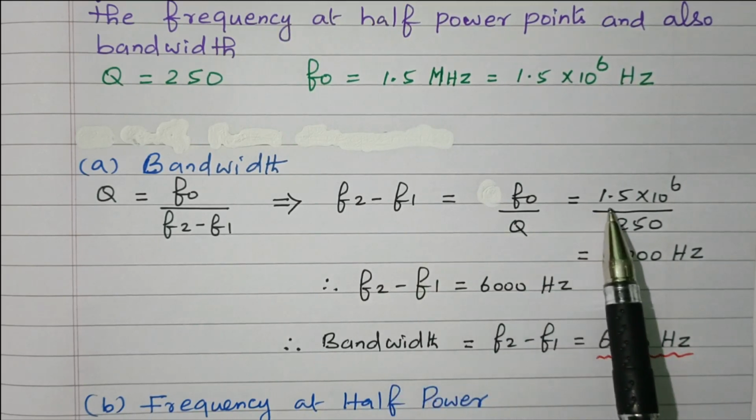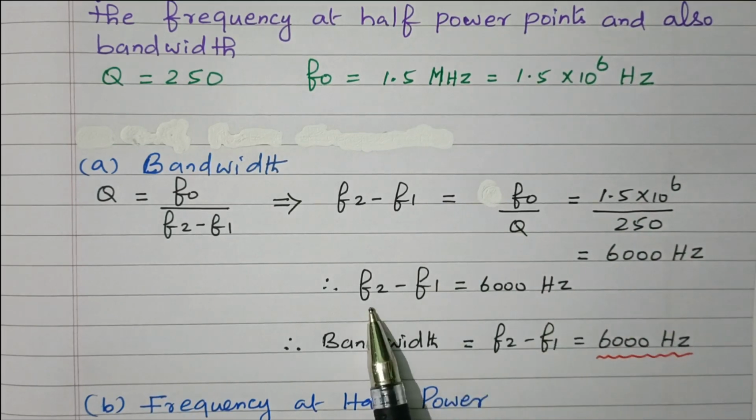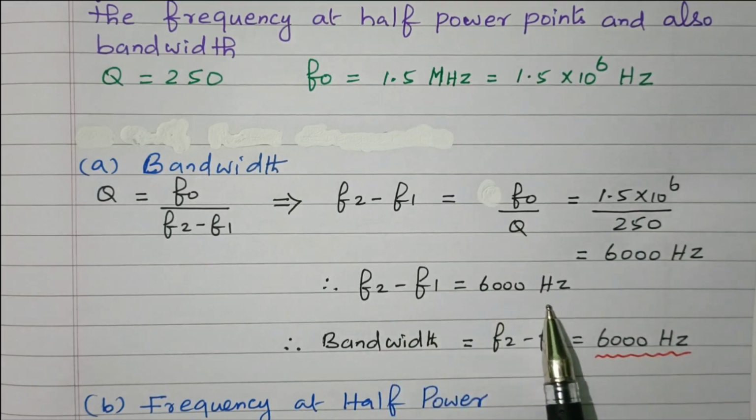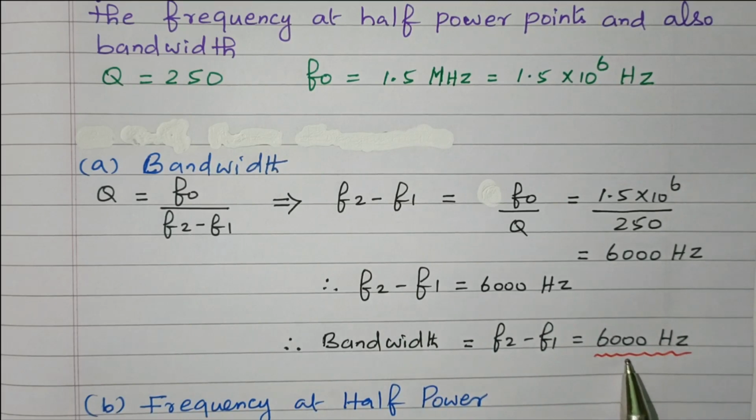So f0 value is given, 1.5 into 10 to the power 6. Q is given, 250. So by simplifying we got 6000 Hz. So f2 minus f1 equal to 6000 Hz. So that is nothing but the bandwidth. Bandwidth equal to f2 minus f1 equal to 6000 Hz.